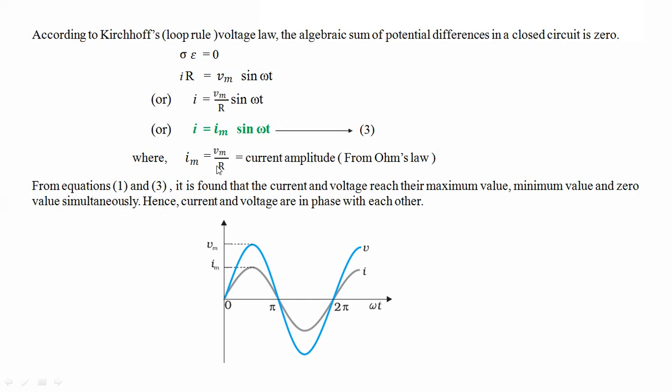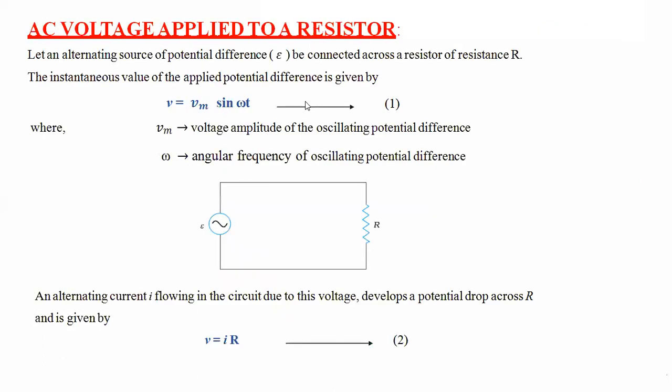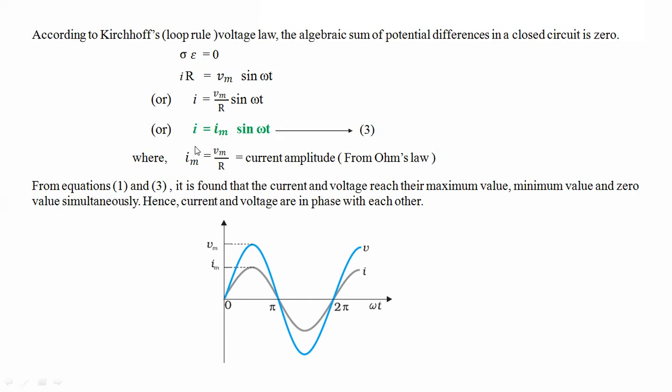Now from equation 1 and 3: equation 1 is v = Vm sin ωt, and the third equation is i = Im sin ωt. If we compare these two equations, we find that current and voltage both reach their maximum value at the same instant of time. Also, their minimum value, that is zero, they reach at the same instant of time. Hence I can say that current and voltage are in phase with each other.